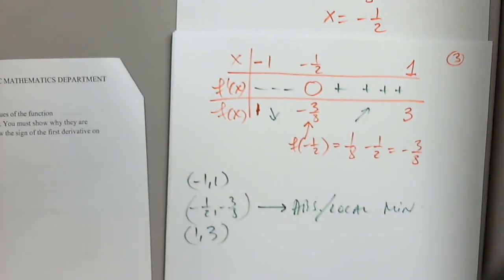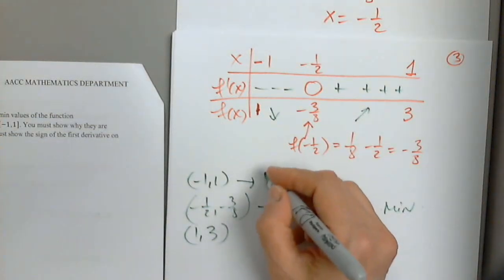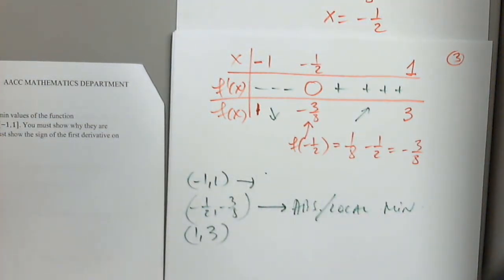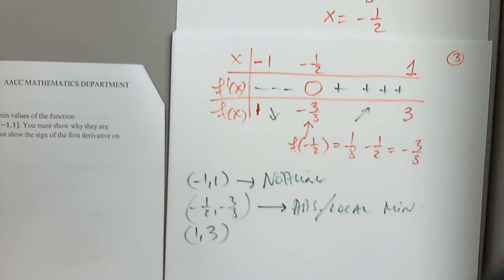What about negative 1, 1? And what about 1 comma 3? There is no relative at the endpoints of the interval ever. It cannot be relative or local at the endpoints of the interval, never. So this is nothing. And what about 1 comma 3? Nothing.